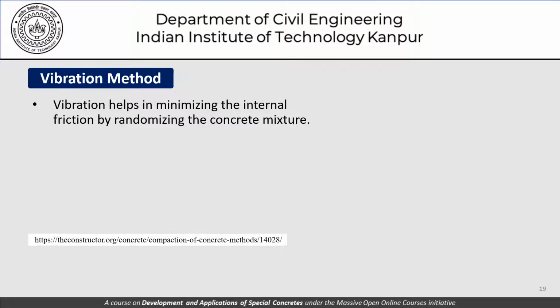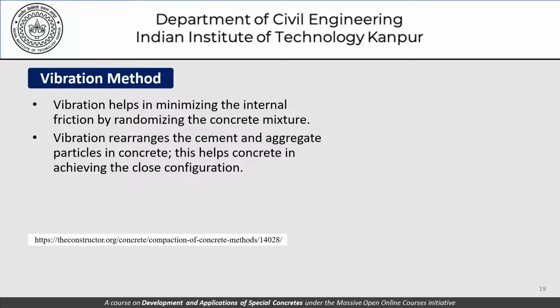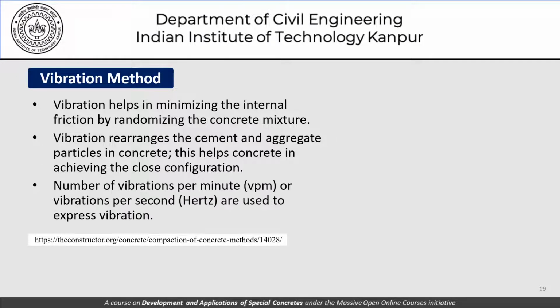Moving forward, we go to the real vibration systems, where vibration helps in minimizing the internal friction by randomizing the concrete mixture. Vibration rearranges the cement and aggregate particles in concrete, which helps the concrete achieve a close and compact configuration. The number of vibrations, that is vibrations per minute or per second, is used to express this. Apart from the hertz or frequency of vibration, there is also the amplitude, which is important. Any vibration system is characterized by the amplitude and the frequency, so we should be careful as to what frequency and amplitude we are using for the vibrator.